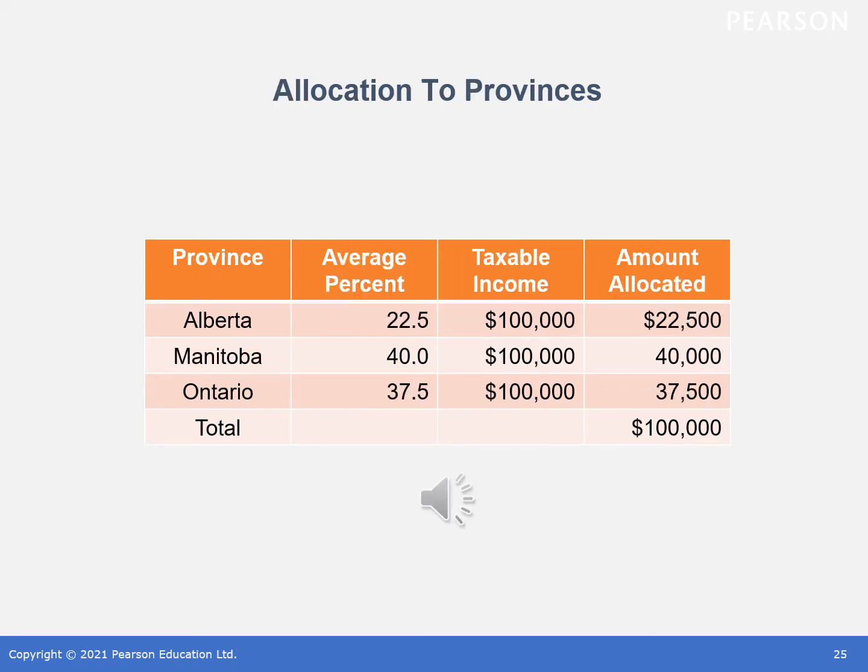A simple average would determine that 22.5% overall for Alberta, 25% due to gross revenues, and 20% due to salaries and wages. The average of the two is simply calculated. This is the average of 20 and 25. Would be 22.5% of the taxable income would be allocated to Alberta. Similar calculations for Manitoba would result in 40%, and Ontario at 37.5%. So the allocation of the revenue, $100,000 earned by the corporation in the year, would be $22,500 to Alberta, $40,000 to Manitoba, and $37,500 to Ontario.